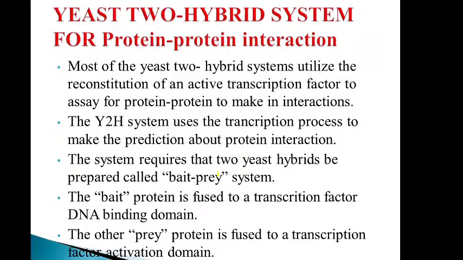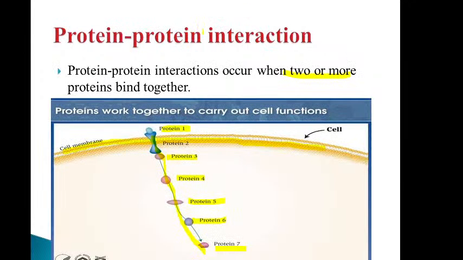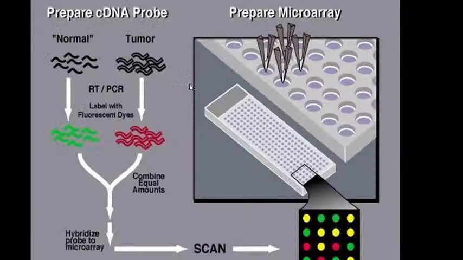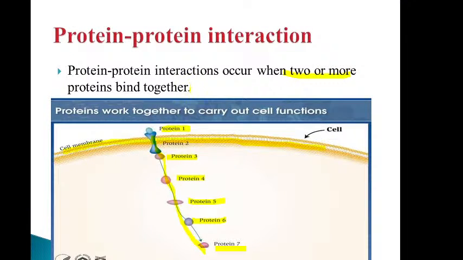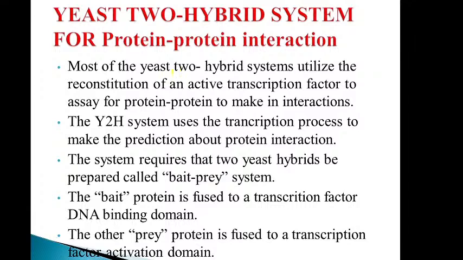Yes, this is another system which we are describing, the protein-protein interaction, that is how protein 1 is interacting with protein 2. Before this we have done the techniques which are there in the proteomics. Now we have protein-protein interaction. So this is the yeast two-hybrid system for protein-protein interaction.